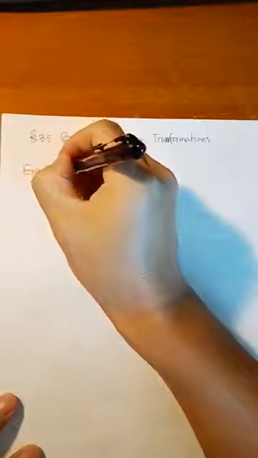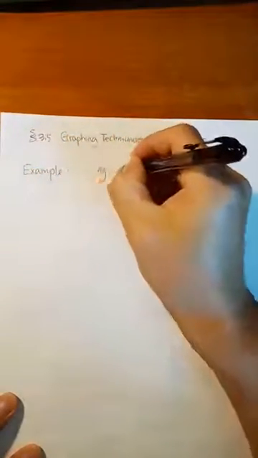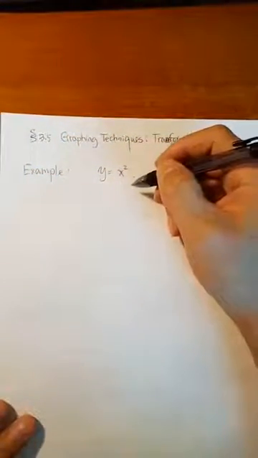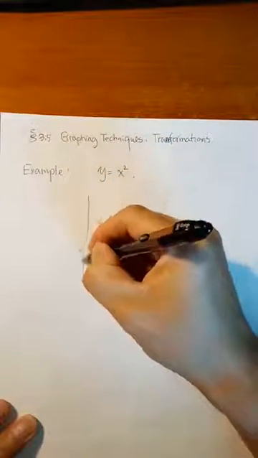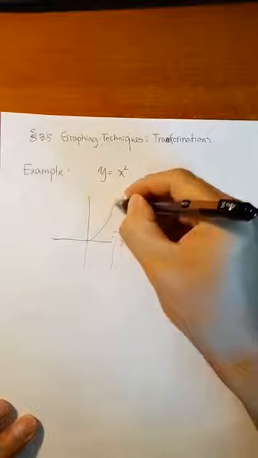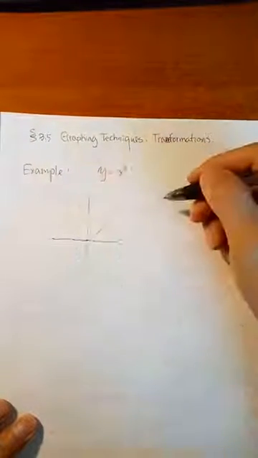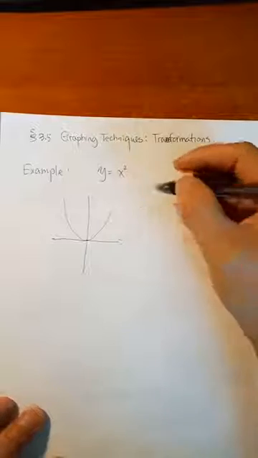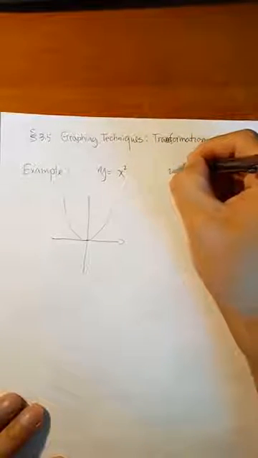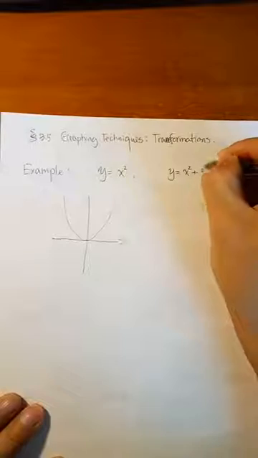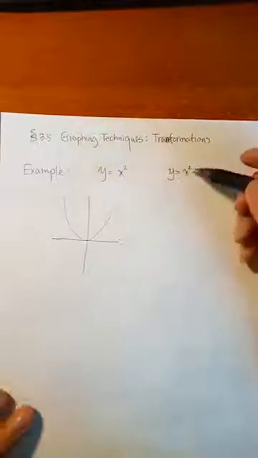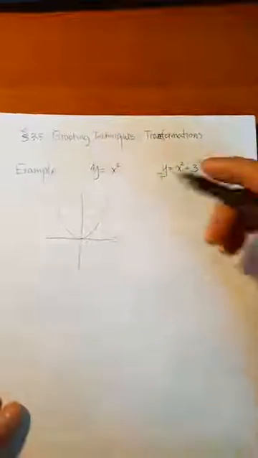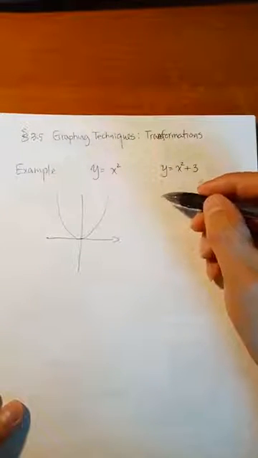So first, for example, we already have the square function, x squared. We can get its graph. The graph is this, a parabola. But what happens if we want to get the graph of y equal to x squared plus 3? So how do we get the graph of the second function? The second function is slightly more complex than the first one.